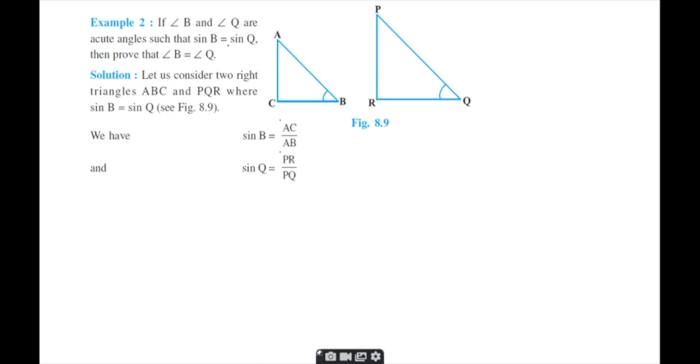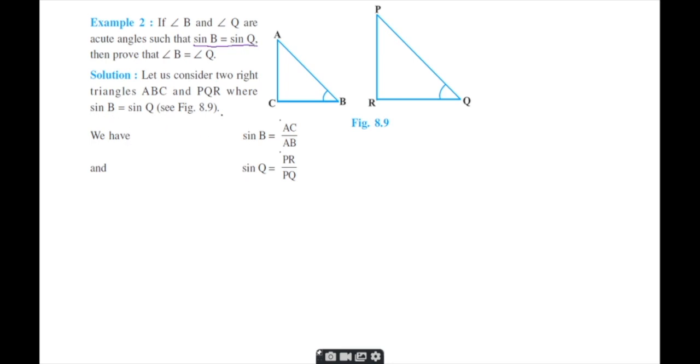So let us take two right angled triangles. This angle B and angle Q are acute angles. It may not be of the same triangle. So we have taken two right angled triangles, and angle B and angle Q are acute angles, as you can see in the figure. So here what is given is sin B is equal to sin Q.